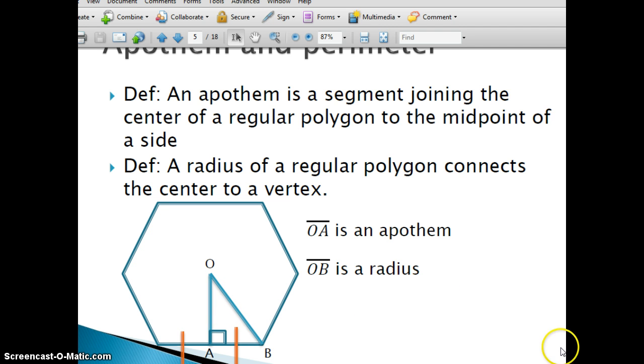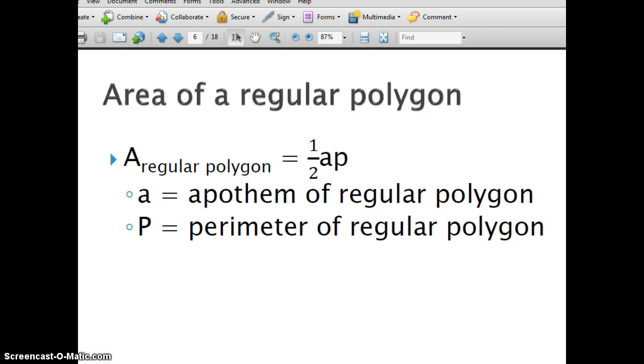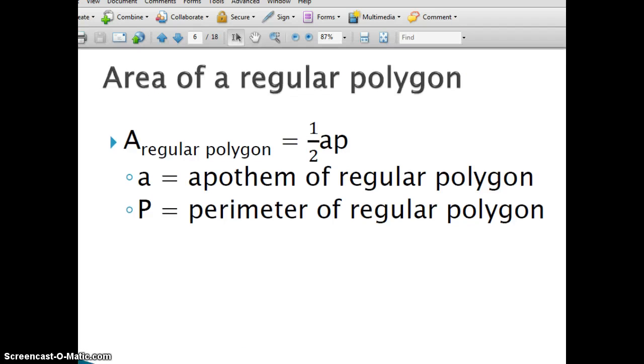The reason we need to know this is in a regular polygon, the formula for the area is 1/2 the apothem times the perimeter. Again, the perimeter is all the sides added up, and the apothem is just that segment that goes from the center of the polygon to the midpoint of the opposite side.